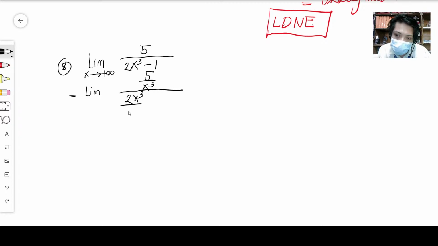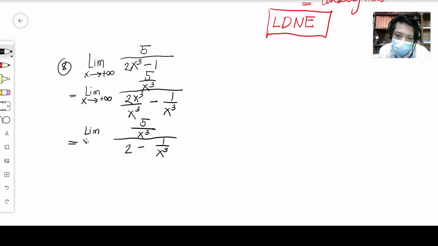2x cubed over x cubed minus 1 over x cubed. This is when x approaches positive infinity. Okay, so this is equal to the limit of 5 over x cubed over 2 minus 1 over x cubed as x approaches positive infinity.